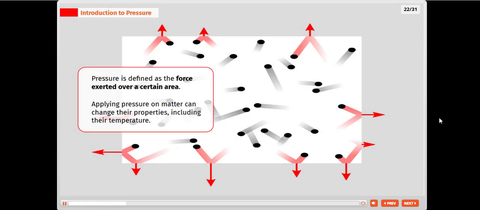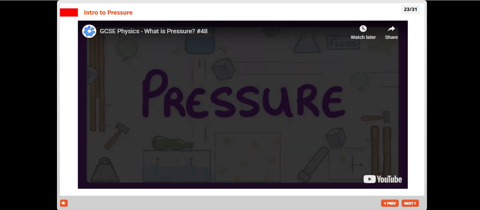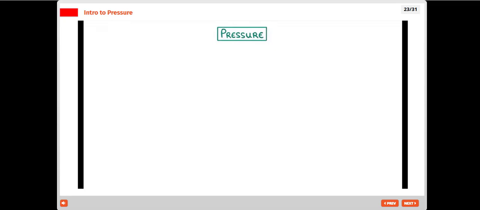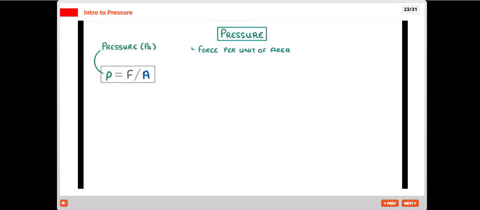Pressure is defined as the force exerted over a certain area. Applying pressure on matter can change their properties, including their temperature. In today's video, we're going to cover the concept of pressure. We can define pressure as the force per unit of area, and we can quantify it using this formula, which says that pressure, measured in pascals, is equal to force divided by area.